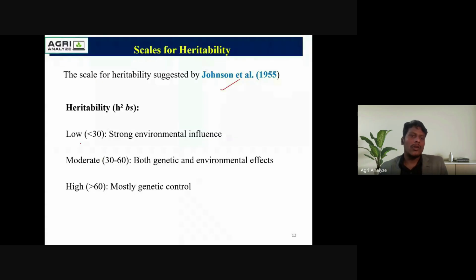If the heritability is less than 30, then consider it low heritability, and it means strong environmental influence on that trait. Moderate: if the value is 30 to 60, then consider it moderate heritability. It means both genetic and environmental effects are found. If the value is more than 60, then consider it high heritability. It means the trait is mostly genetically controlled.